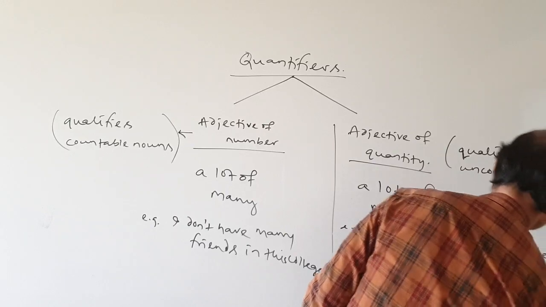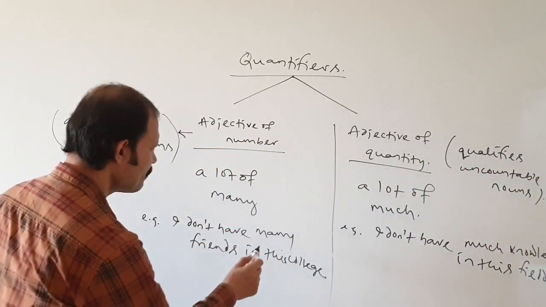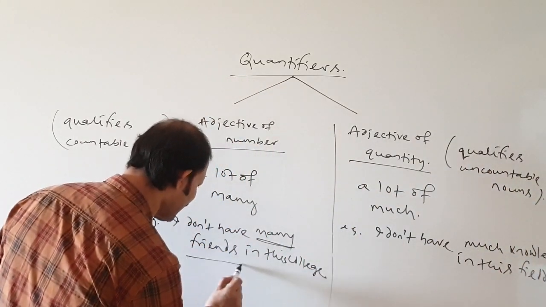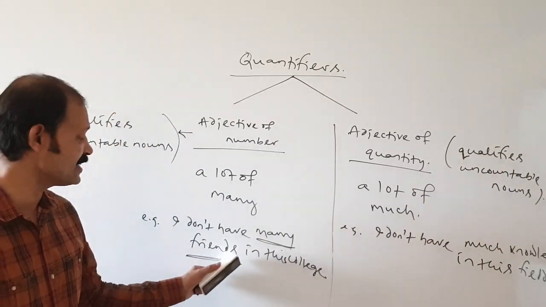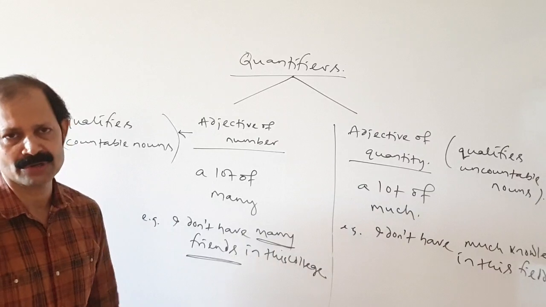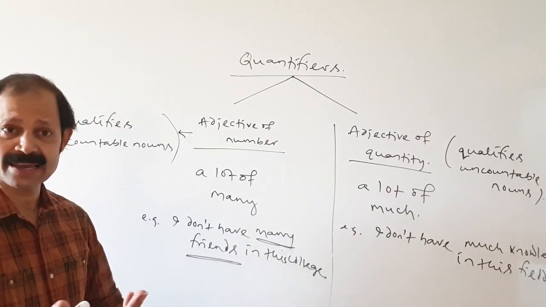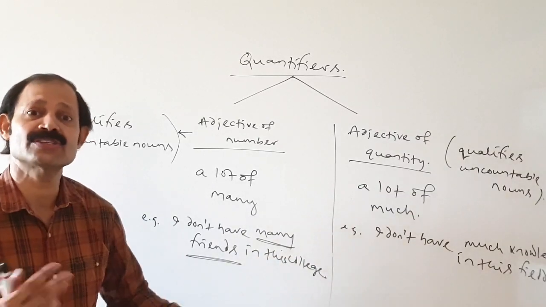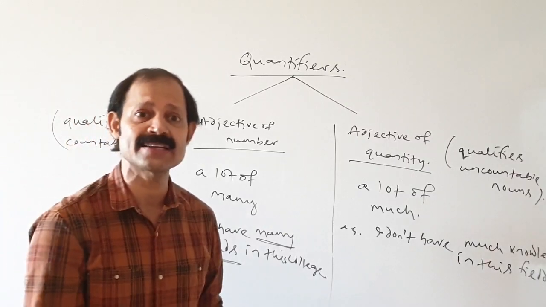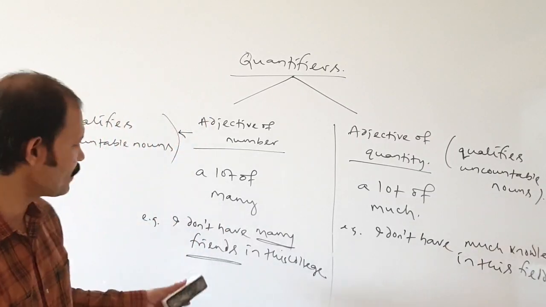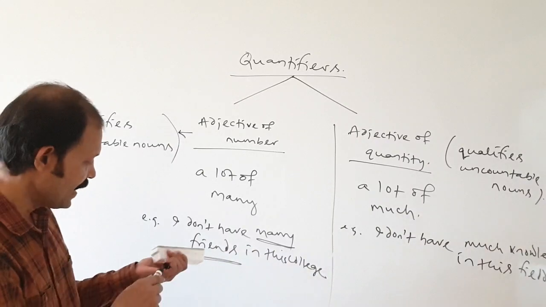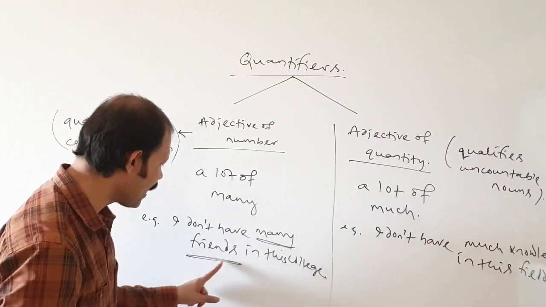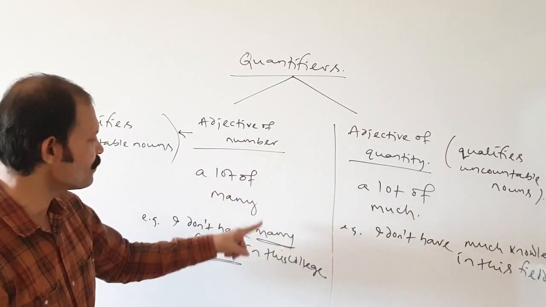So mark the difference. Here many is used to describe friends, and because friends is written in plural form, obviously it is a countable noun. And again applying the same clue, you say one friend, two friends, 20 friends, 10 friends, 7 friends. Because such a word can be represented in terms of number, it is a countable noun. And because many describes a countable noun, it is adjective of number.